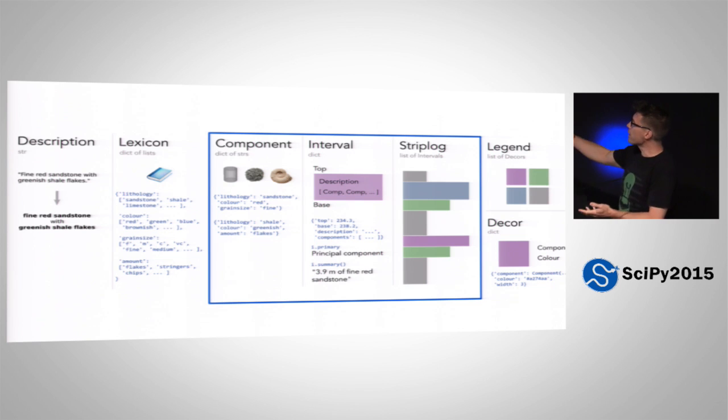And, oh right, at the other end, in order to plot something, you need a legend to say, well, a red sandstone is going to be this shade of orange or whatever. So I have this concept of a decor, which is basically how to paint a single component, and the legend is just a whole bunch of decors.